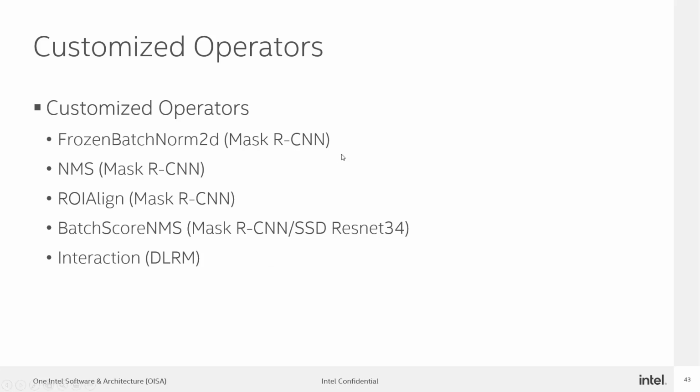For other operators, if you use PyTorch, you are always able to create your own operator rather than just use the PyTorch ATen operators. For some of the most widely used topologies like Mask R-CNN, SSD-ResNet34 or DLRM, there are customized operators. So we have also implemented these operators in IPEX. If you run these, you can directly replace the original customized operator with the optimized one in IPEX.